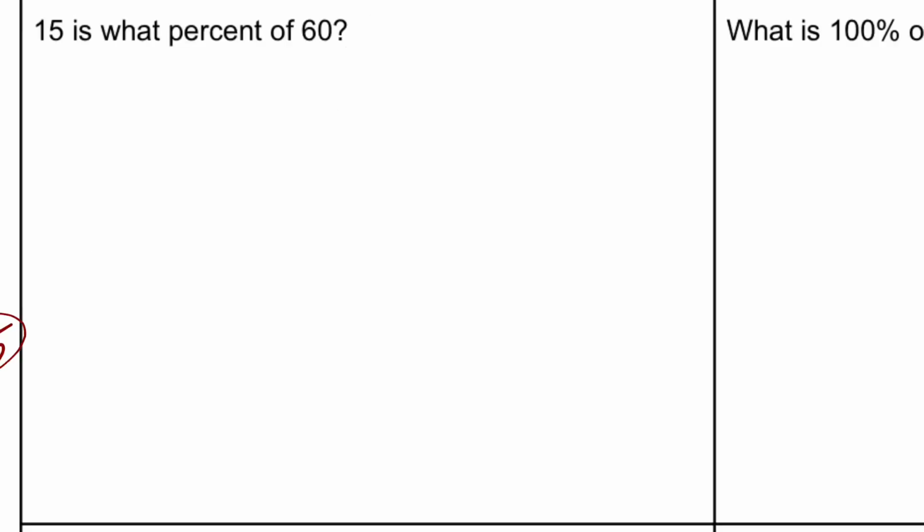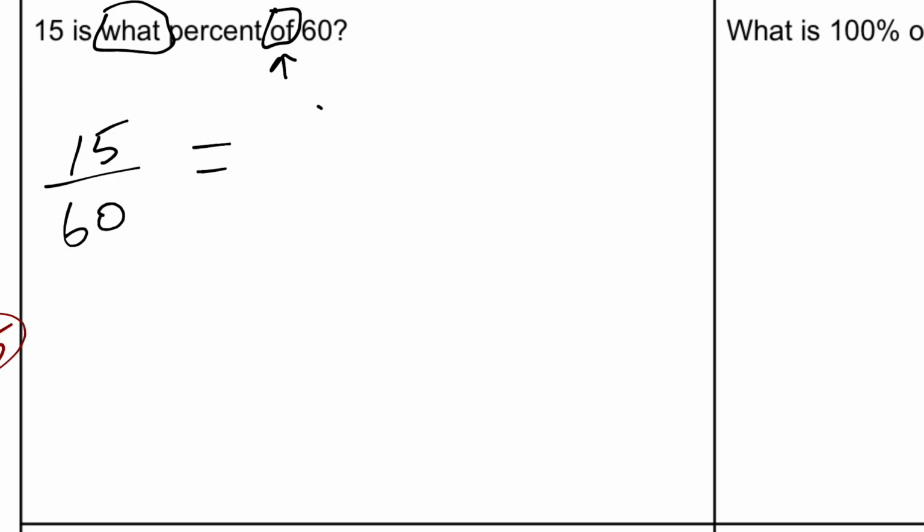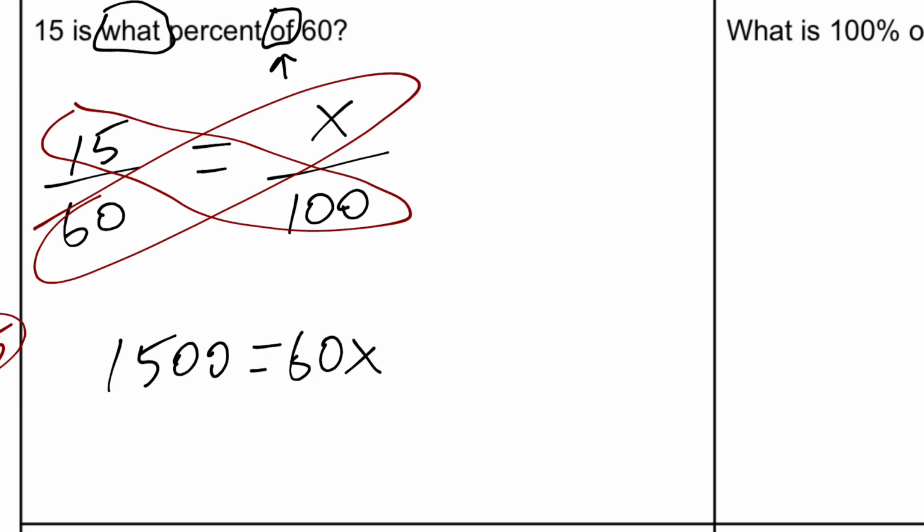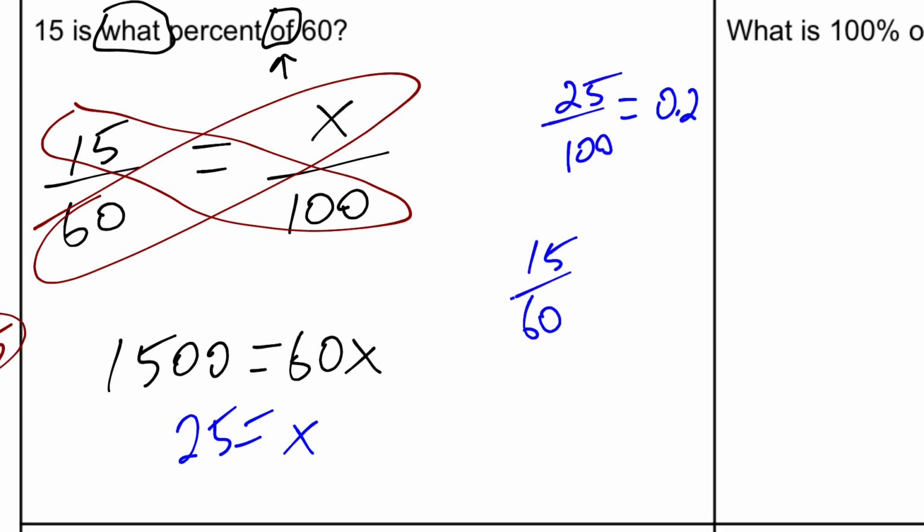The tricky part is setting it up. Look for the word what, look for the word of. What tends to be where your x goes. Of tends to be where our fraction bar goes. So 15 over 60 is what we write here, and we don't know the percentage, so we're going to put an x over 100. If I cross multiply 15 times 100, I set that equal to 60 times x, and I get that x is equal to 25. If I want to test my work, I can take 25 over 100, and I can take 15 over 60. I should get the same decimal equivalent for both of them.